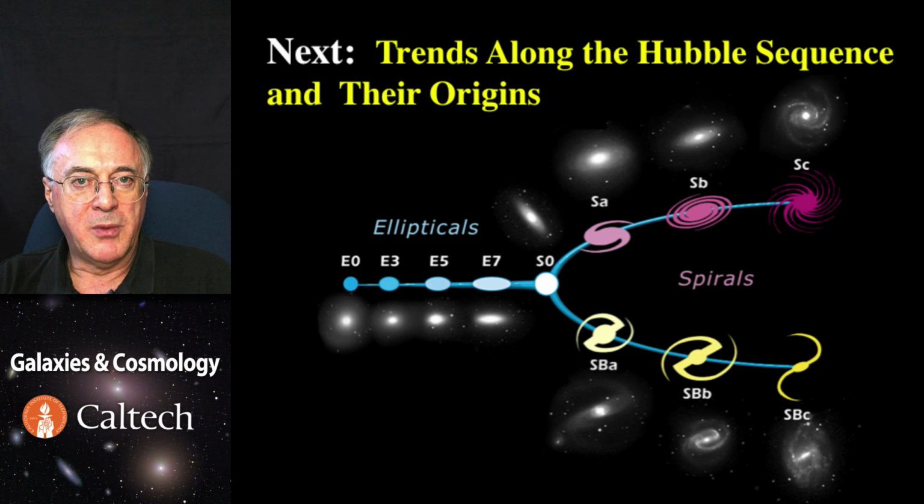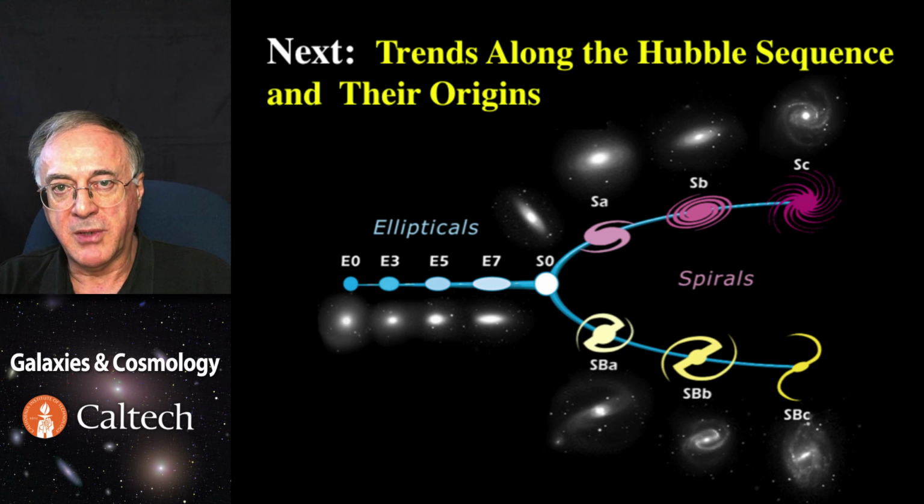So next time we will actually look into the trends of physical measurable properties along the Hubble sequence and where they really come from.